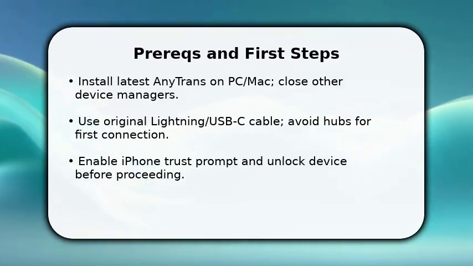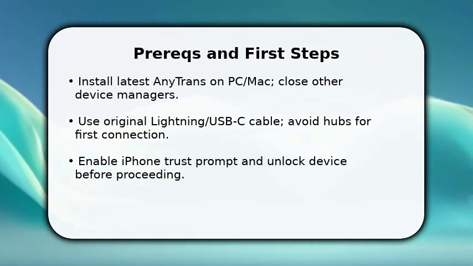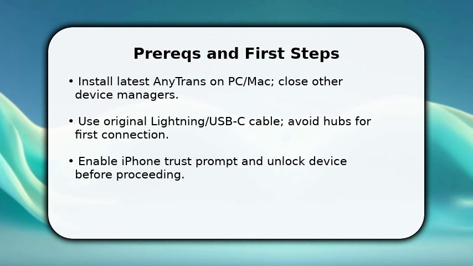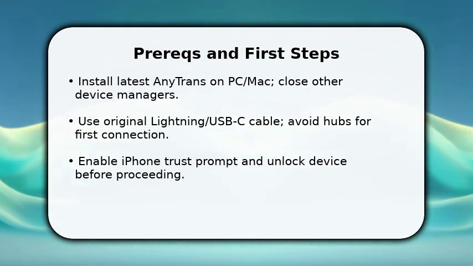Make sure iTunes or Finder is closed if on Mac to prevent conflicts, and disable VPNs or security apps that block USB services. Now plug the cable directly into both devices and wait for Anytrans to detect the phone.